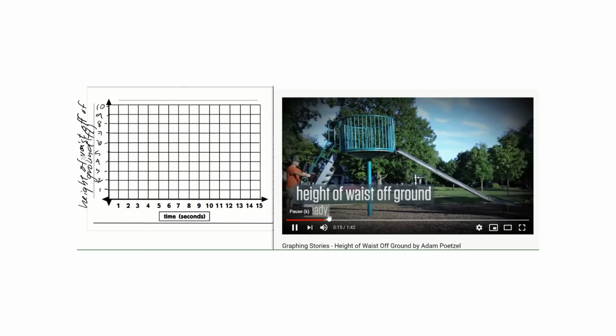And that's in feet. So I have my units, and then I'm just going to say 1, 2, 3, 4, 5, 6, 7, 8, 9, 10. So I have my units labeled over here. Here's my time, here's my height of waist off of the ground in feet, and I've got all my numbers. I'm going to go back and hit play again, and then we can watch the actual video.